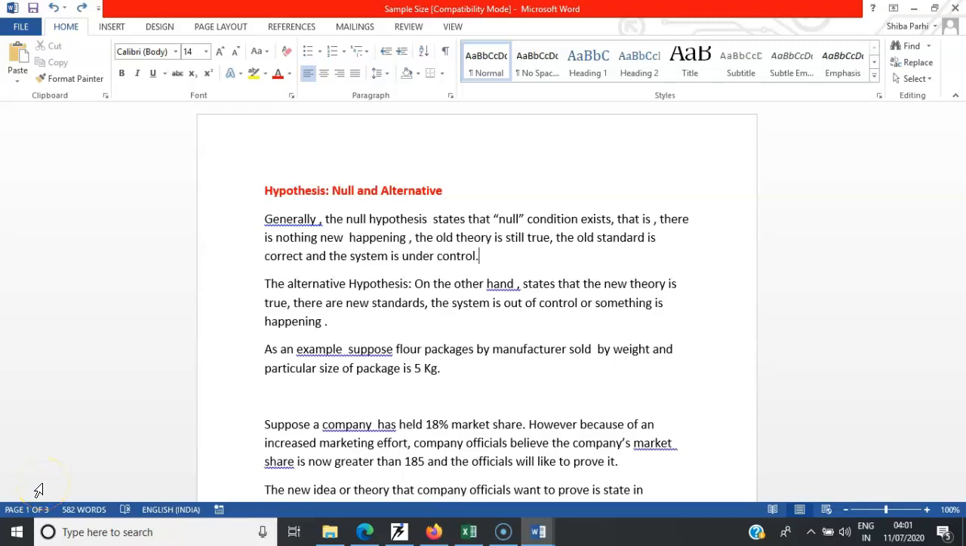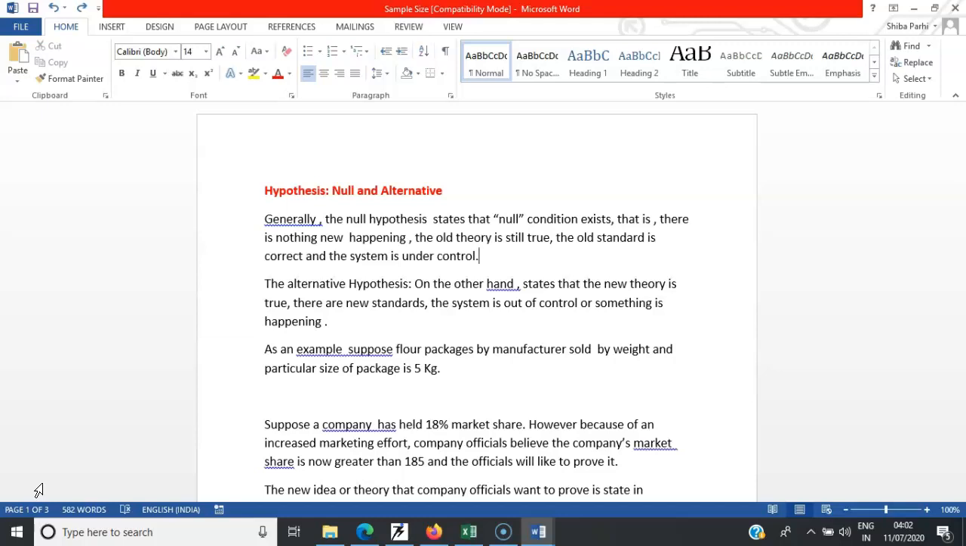So hypothesis: the null hypothesis and the alternative hypothesis. How to prepare the null and alternative hypothesis, H0 and HA. Generally, the null hypothesis states that the null condition exists, that is, there is nothing new happening, the old theory is still true, the old standard is correct, and the system is under control.